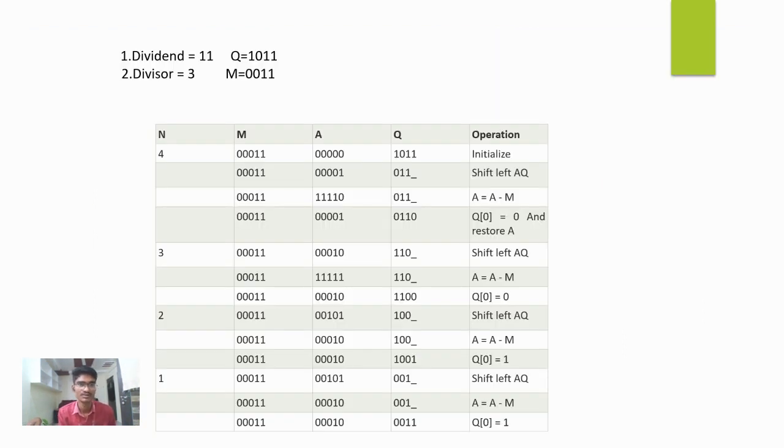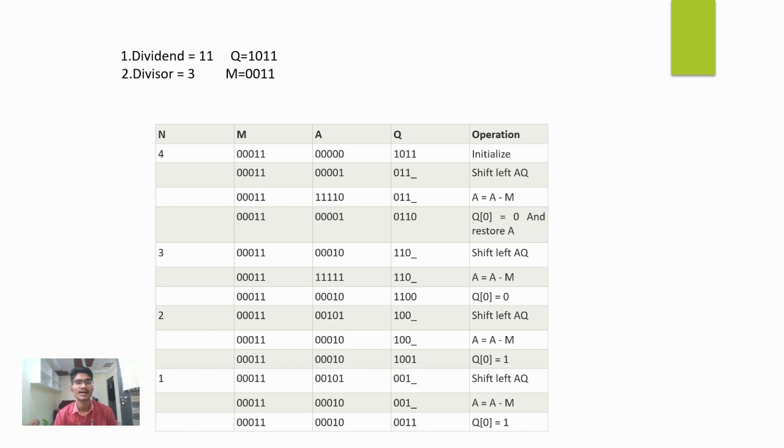Let's see an example. The dividend is equal to 11, so Q is equal to 11, which is 1011, and the divisor is equal to 3, which means that M is equal to 0011. Here the number of bits in Q and M is 4, so I take the value of capital N as 4. We need to perform the division algorithm.